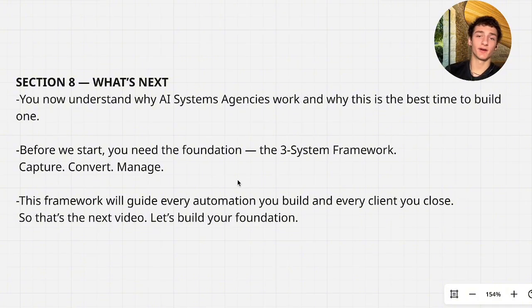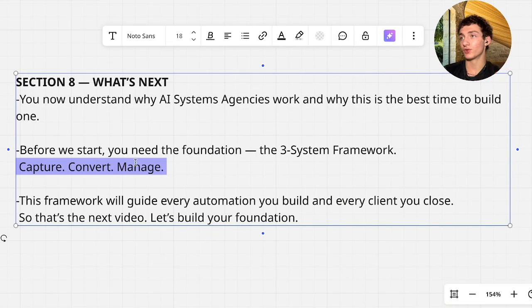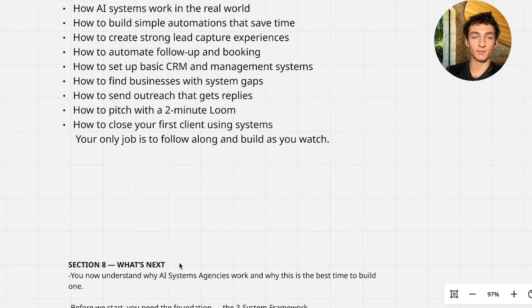Before we start, you need the foundation, the three-system framework, which we covered here, but we'll dive deeper into inside of the next video. Capture, convert, and then manage. Those are the 3 words here that you should write on your walls or wherever you want. Just make sure that they're drilled into your head. This framework will guide every automation you build and every client you close. So that's the next video. We're going to build your foundation. Again, this was about 20 minutes long.